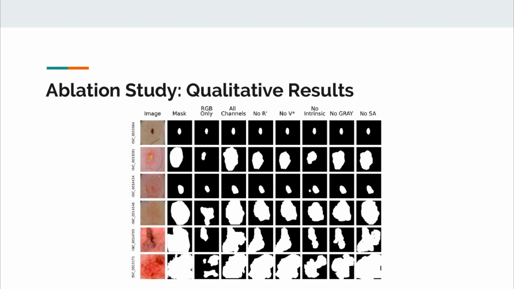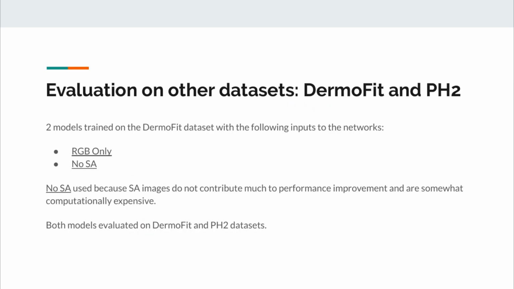Looking at the qualitative results, we observe a similar pattern where dropping the intrinsic channel leads to degraded segmentation performance with more false positive and false negative predictions. Finally, we train 2 models on the Dermofit dataset. Apart from the RGB only model, we choose to train the no SA model because shading attenuated images are expensive to compute and do not add much to improving the segmentation performance.